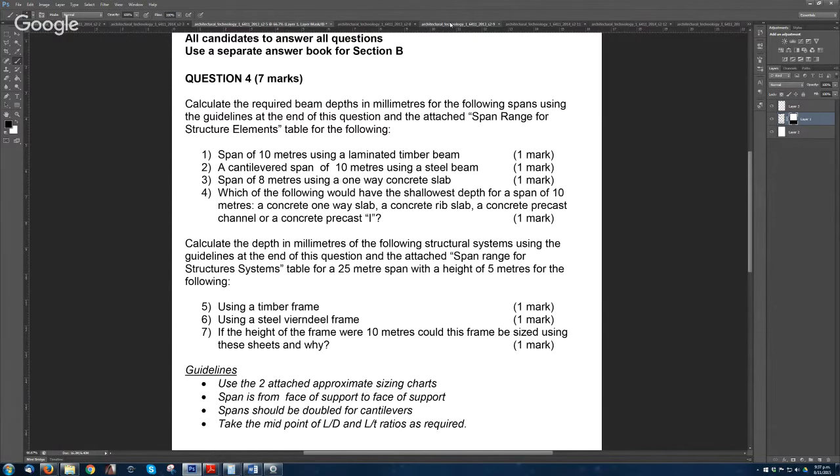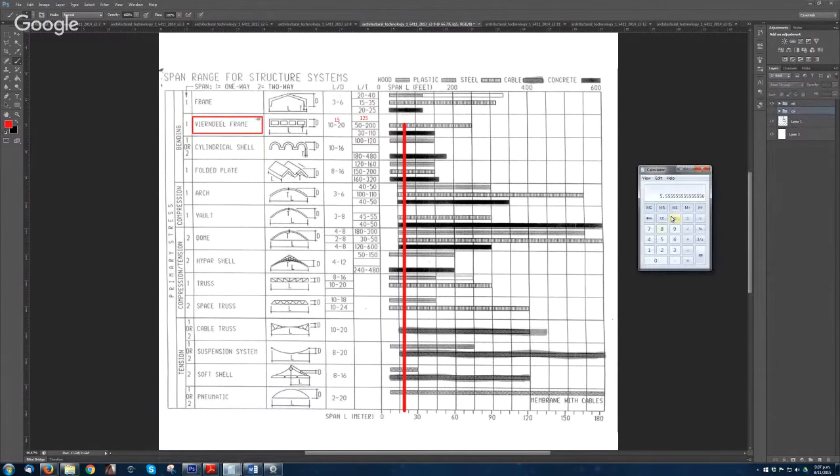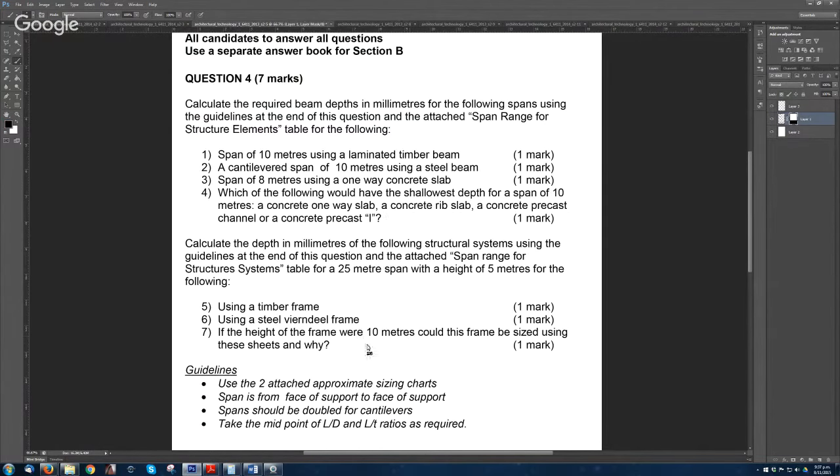Then you check the steel spindle frame. So it's 25 divided by 15, 1.6. So for this one as well, you can't use it. It's too small. Good. Any question about that section?